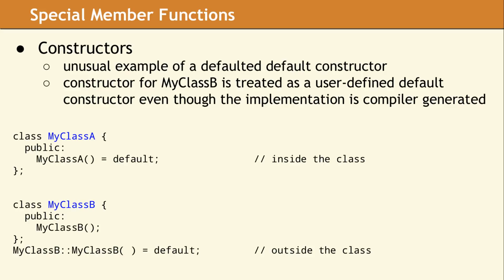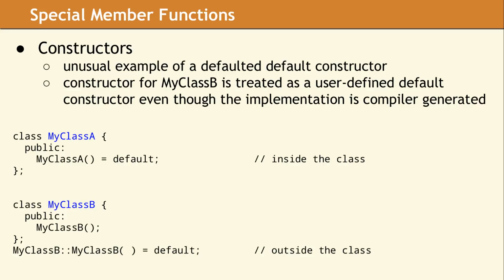However, by moving the equals default outside of the class, as shown in my class B, the constructor is considered to be user-defined. This is a bit odd, since even in my class B, the implementation is generated by the compiler. Usually this distinction is unimportant. However, there is a rule in the C++ standard which states only user-defined constructors can be called to initialize a const object.